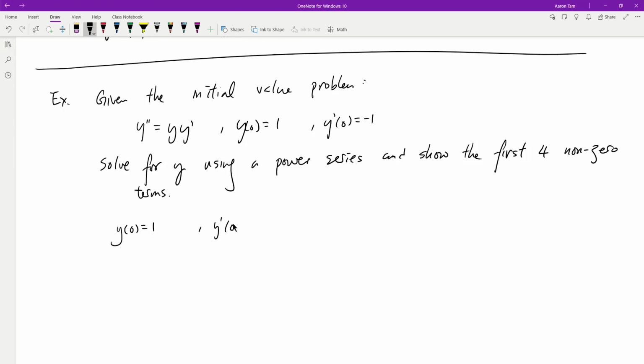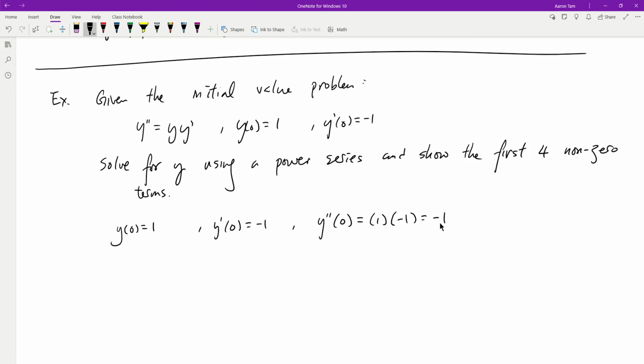And y prime of 0 is -1. And we should already know what y double prime of 0 is equal to, because that would just equal y, which is 1, times y prime, which is -1, so that becomes -1. So we automatically start with 3 numbers, and that would give me the first 3 non-zero terms.